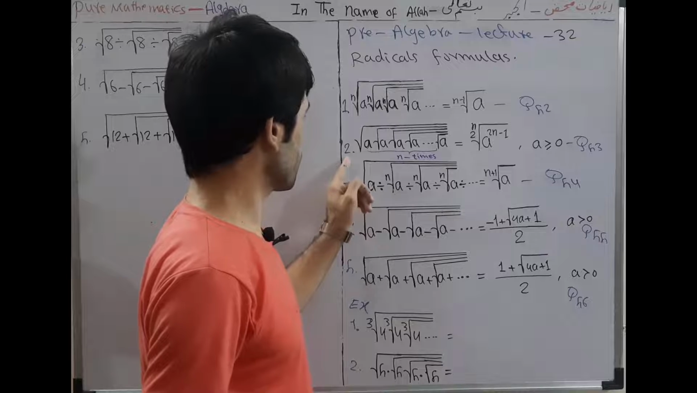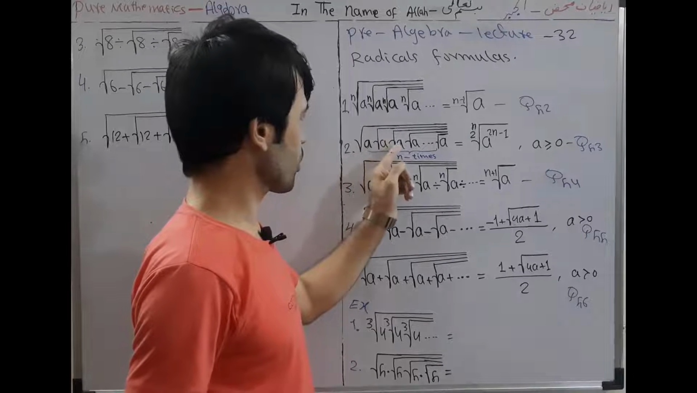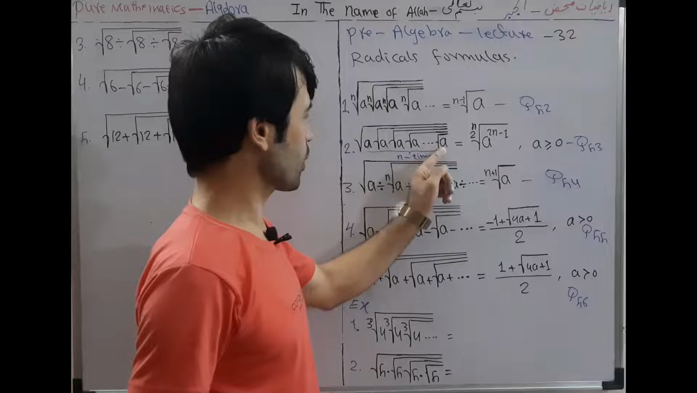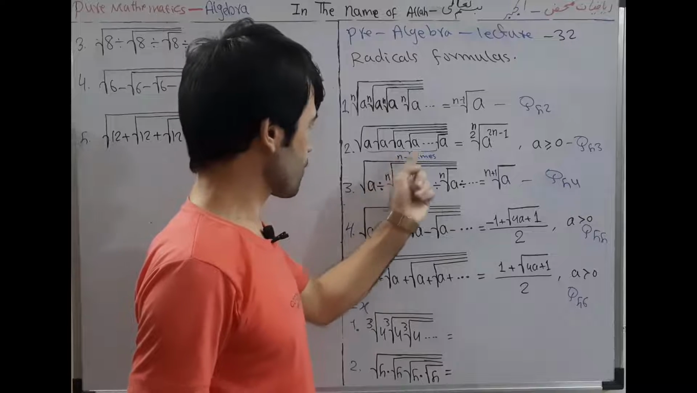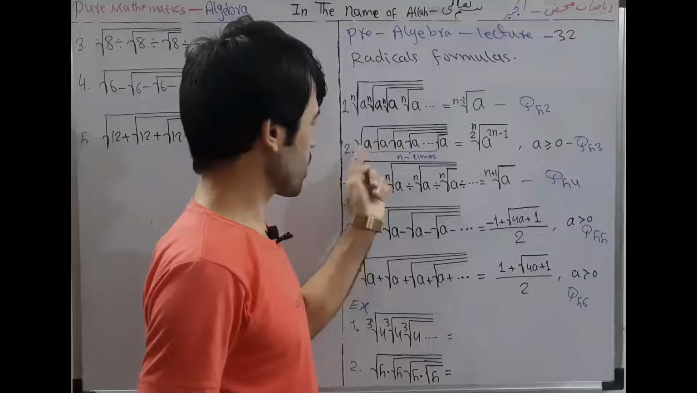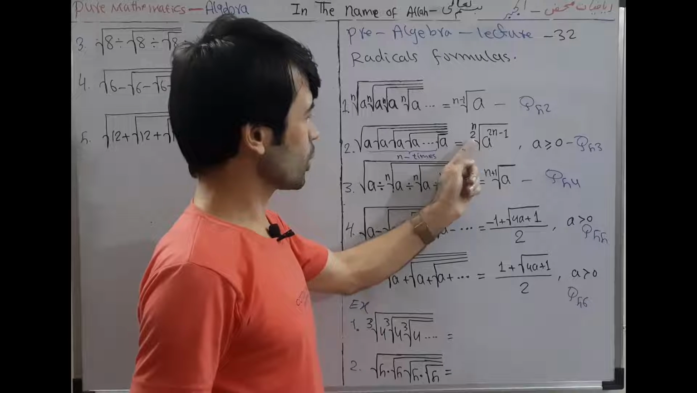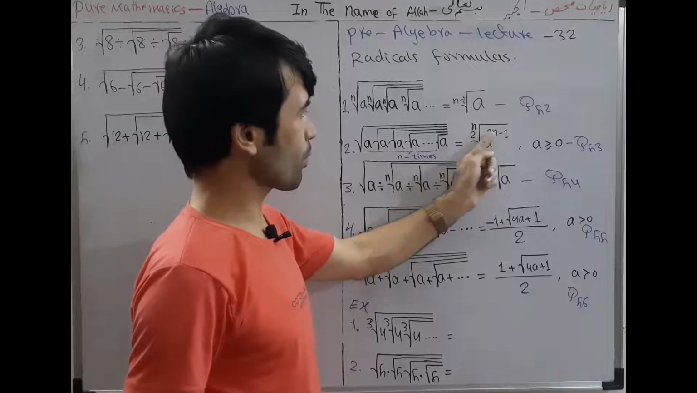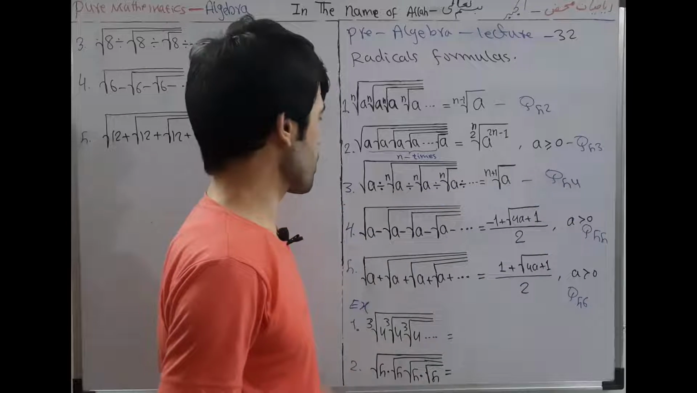Second one: square root of a times square root of a times square root of a times square root of a, and so on up to square root of a repeated n times. How many times is it repeated? n times. It is equal to the n-th root of a to the power 2n minus 1, where a is greater than or equal to 0.